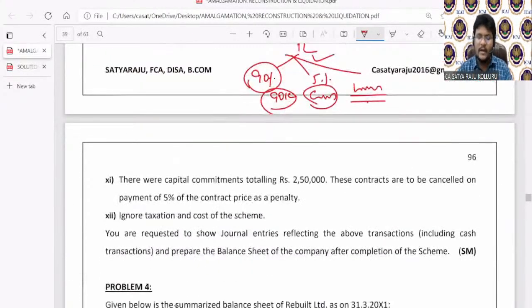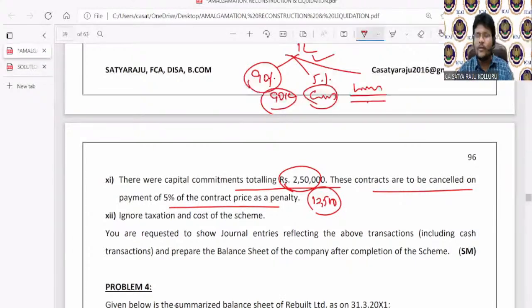Am I right? Next, there were capital commitments totaling 2,50,000. These contracts are to be cancelled on payment of 5% of the contract price as a penalty. We already saw that this 12,500 is paid during the process of internal reconstruction, because if you cancel such capital commitments, you need to incur such expenditure. Now, what is the journal entry? Reconstruction account debit to cash account. The original entry is expense to cash. Expenditure needs to be charged to the reconstruction account. Then the net entry is reconstruction account debit to cash account only. Ignore taxation and cost of the scheme. You are required to show the journal entries reflecting the above transactions.